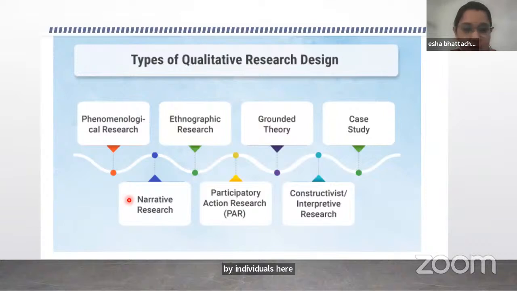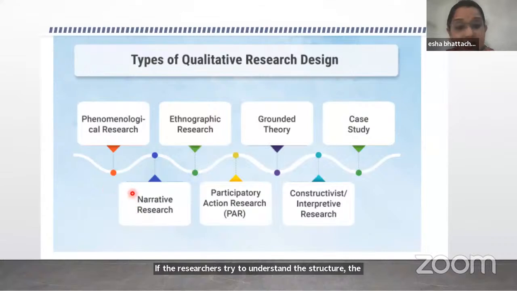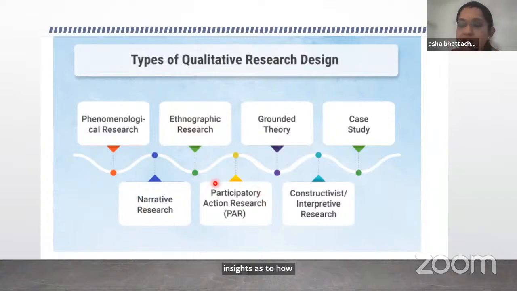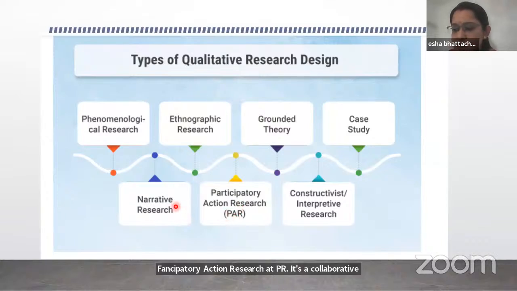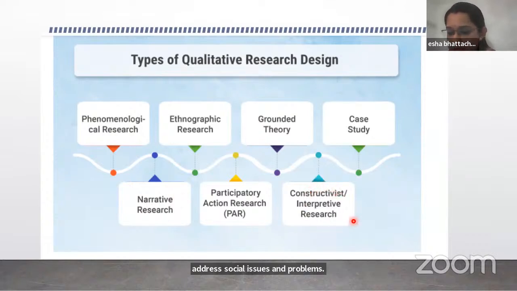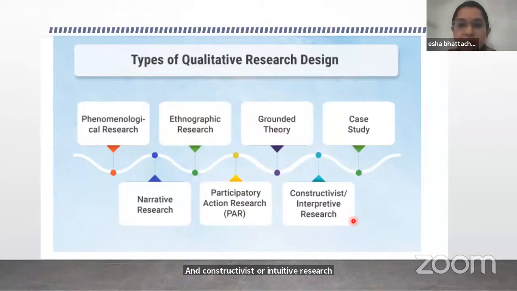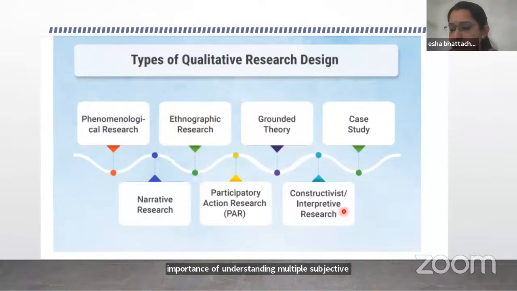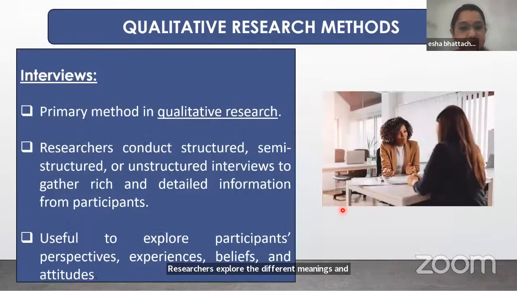Here, the researchers try to understand the structure, content, and context of these narratives to gain insights into how people construct meanings and make sense of their experience. Participatory action research, or PAR, is a collaborative approach which involves researchers working closely with participants or communities to identify and address social issues or problems. And constructivist or interpretive research emphasizes the importance of understanding multiple subjective realities and interpretations of social phenomena. Researchers explore the different meanings and perspectives attributed to a phenomenon.